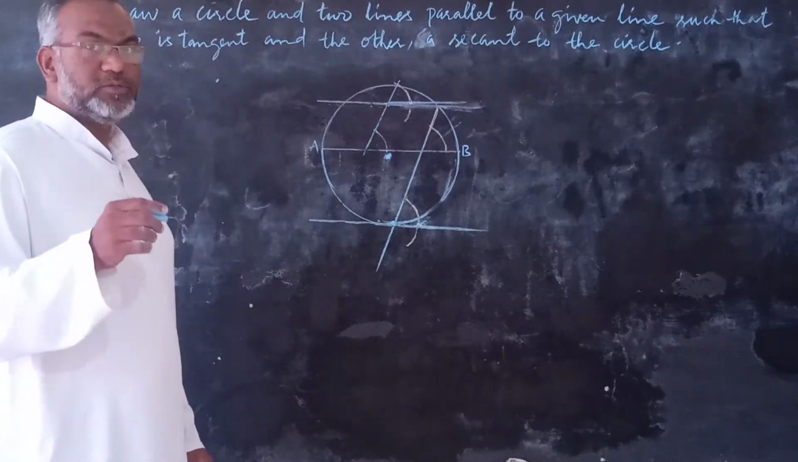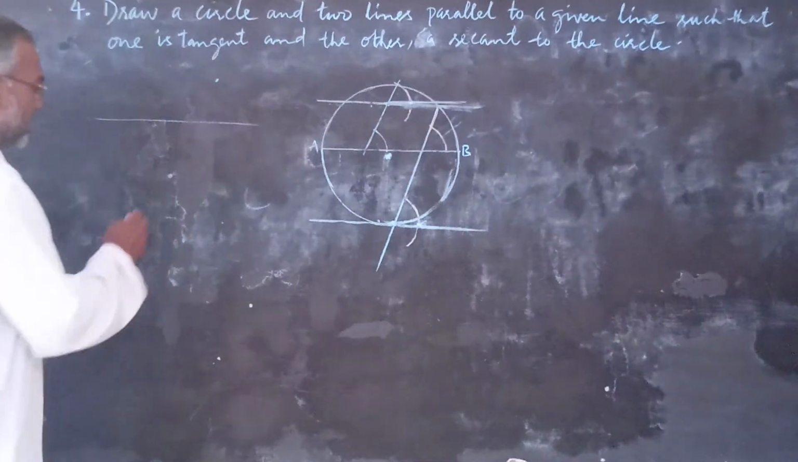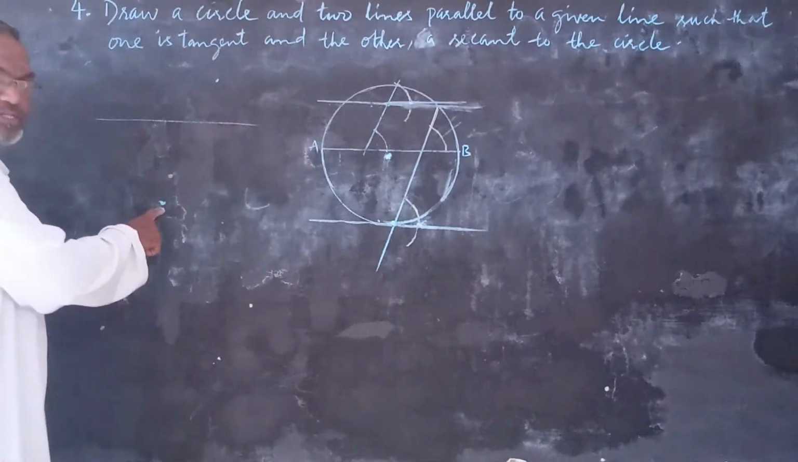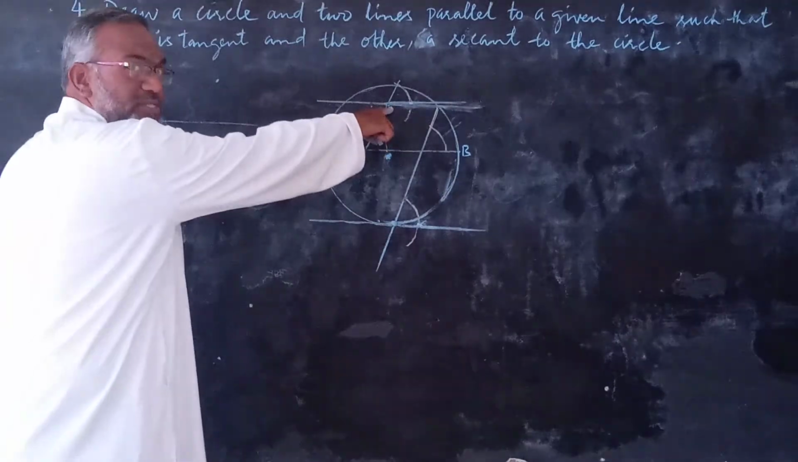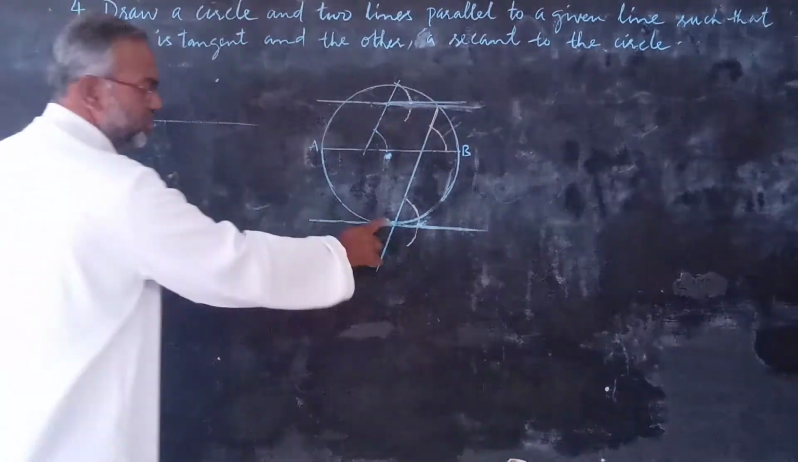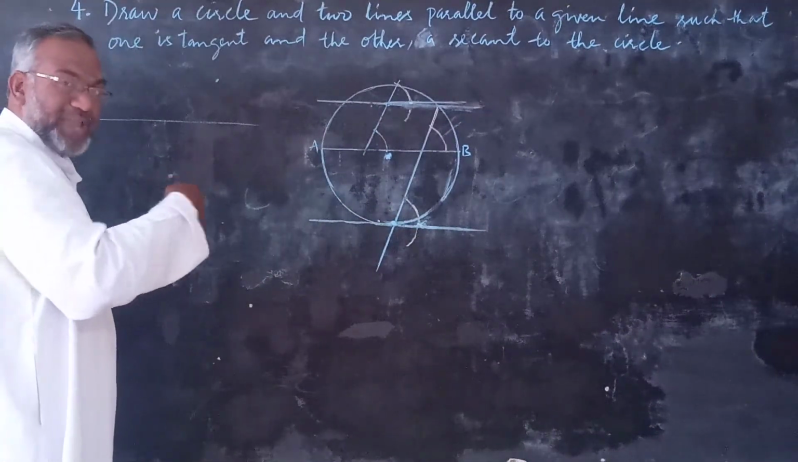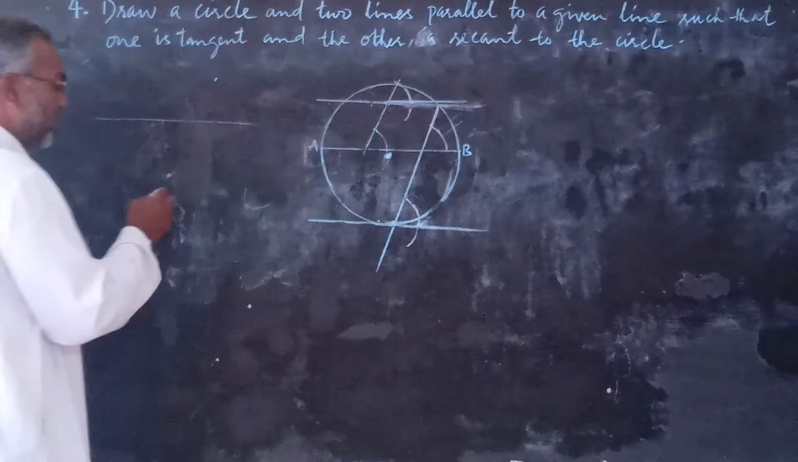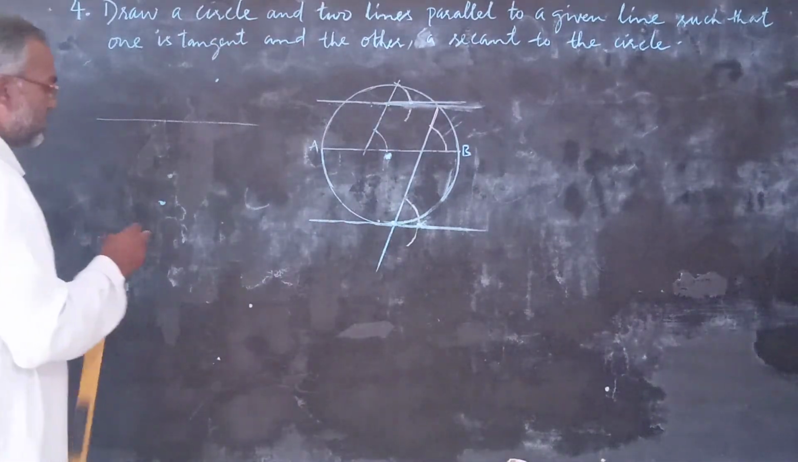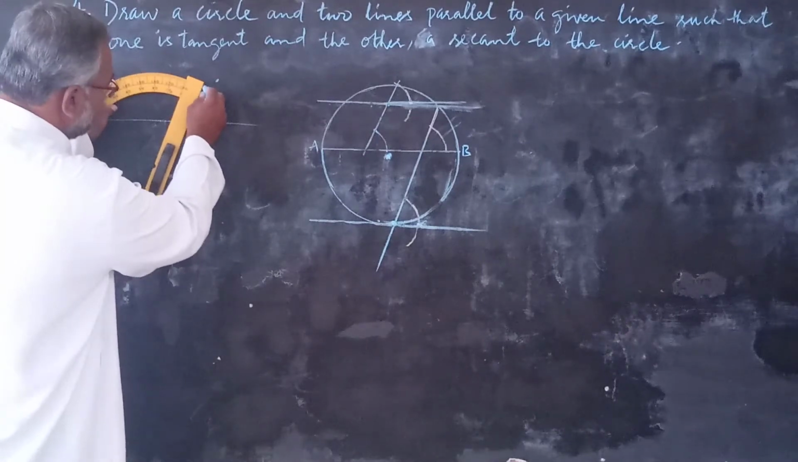I showed you the way to draw a line parallel to this given line, imagine. And the point is here. This point I took inside the circle first to draw the secant, and the same point I took here on the circle so that the line will be tangent to the circle. Right? What you have to do is first join these two, the line and the point.